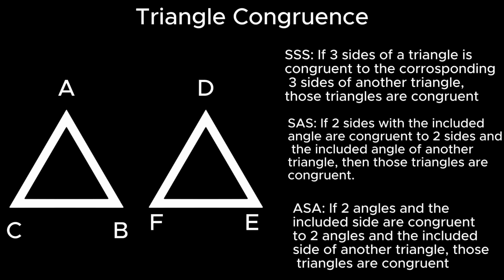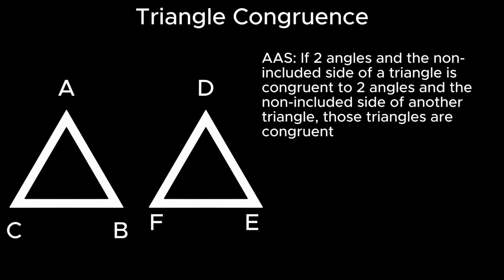Another way we can prove this is by using ASA, angle side angle. So if two angles, let's say angle A and angle C, if those two angles are congruent to D and F, and the included side, which is AC, the side that connects those two angles, is congruent to DF, well, we have two congruent triangles.